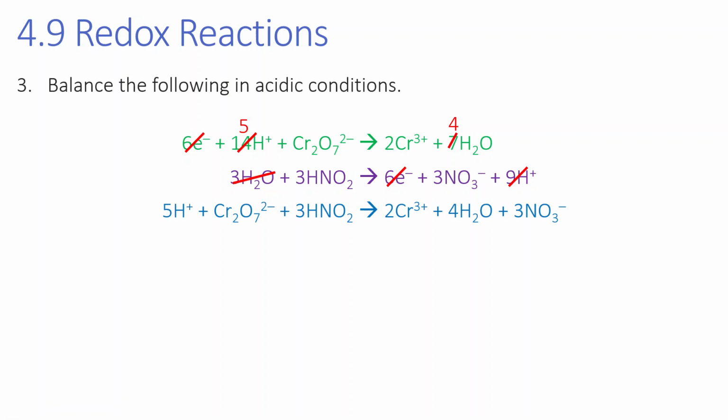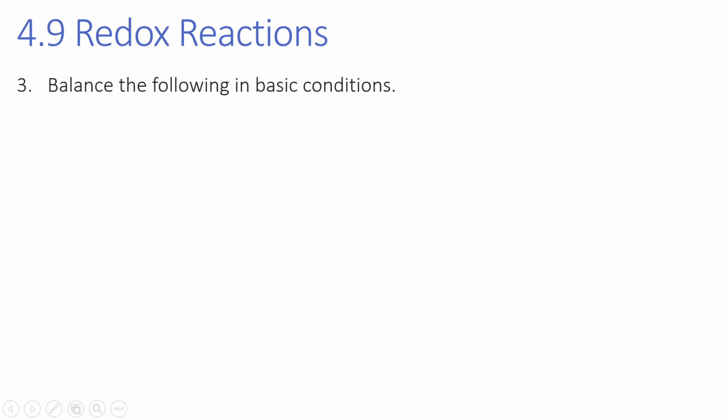So here is my final overall balanced redox reaction in acidic conditions. It would also be the same in neutral conditions as well. But if this was basic conditions, we've got one more step. So I'm going to continue from this reaction. We've already balanced it. And I'm going to do one more step because this is basic conditions. So I've got that same reaction that we just balanced, and I'm doing this one more step.